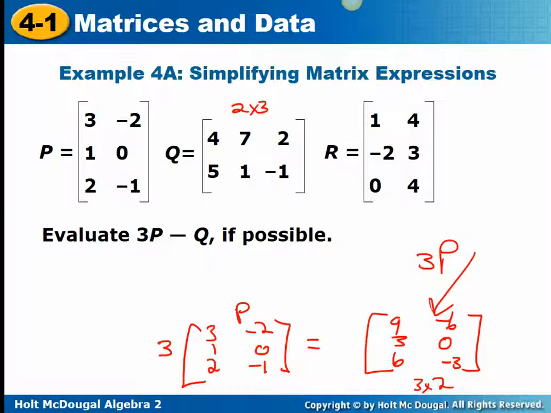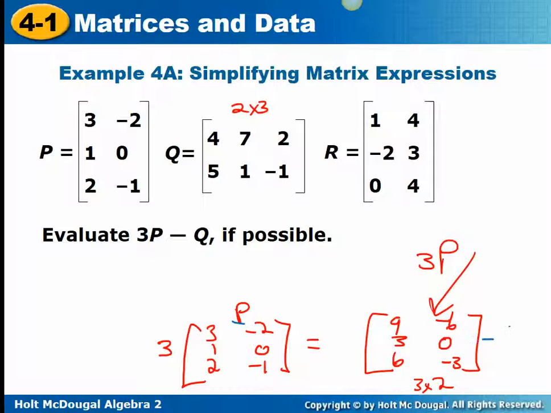Oh, I have some information here from the last time I tried this video. Okay, in this example, we are trying to evaluate 3 times p minus q. So you would take your p, which is here, and multiply every entry by 3, and we get this. 3p is 9, negative 6, 3, 0, 6, negative 3. And then we want to subtract q.